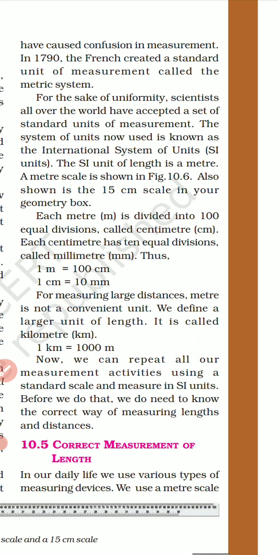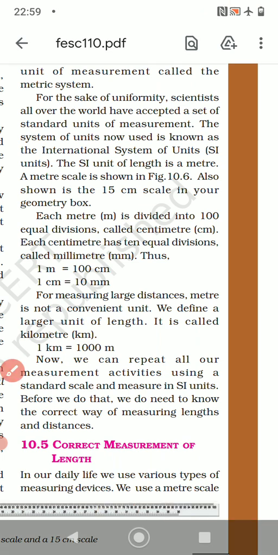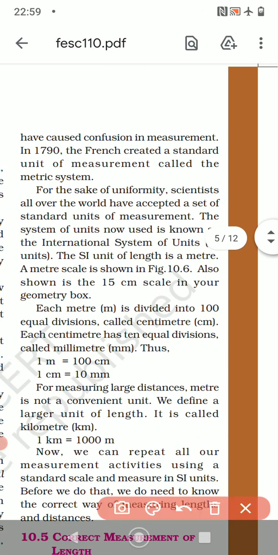In 1790, the French created a standard unit of measurement called the metric system. Who created the standard unit of measurement? The French created a standard unit of measurement. And what is the measurement called? The metric system. Please underline: the French created a standard unit of measurement called the metric system. And when did they create it? In 1790.